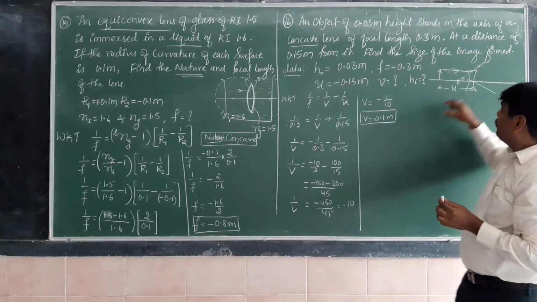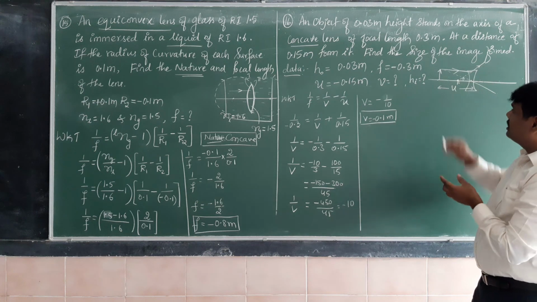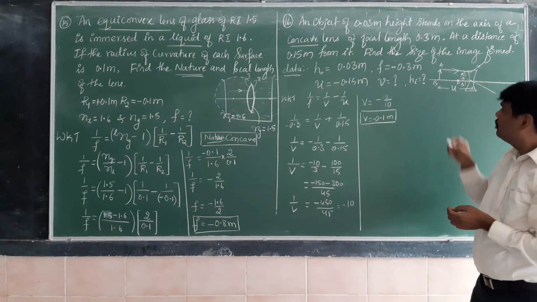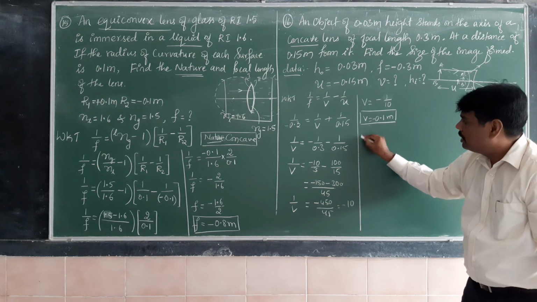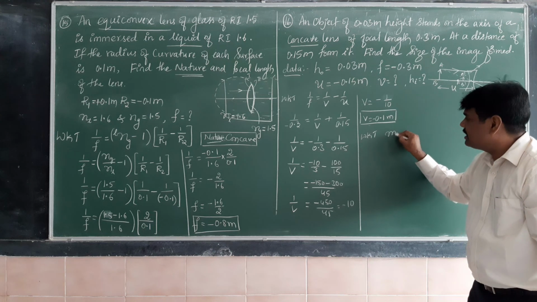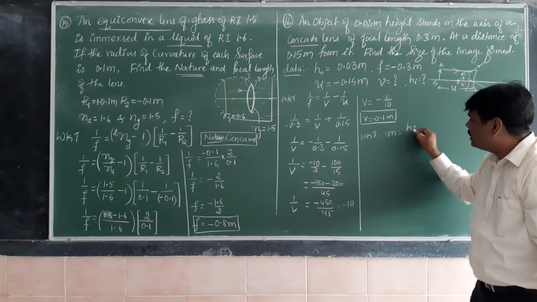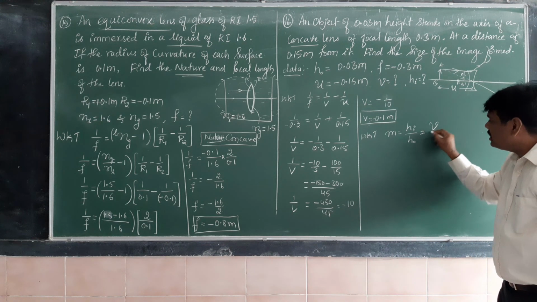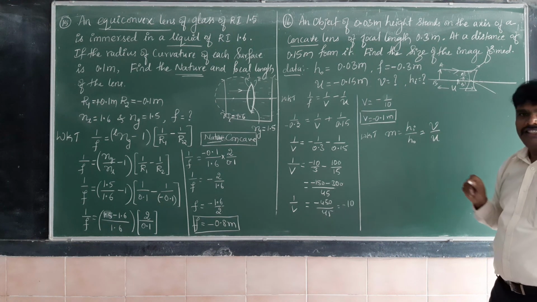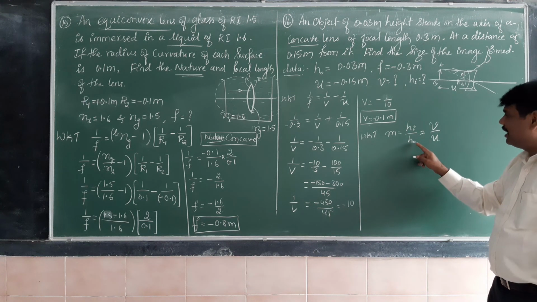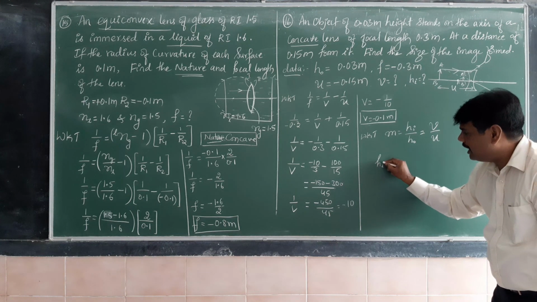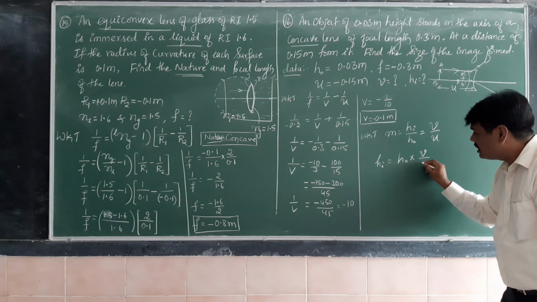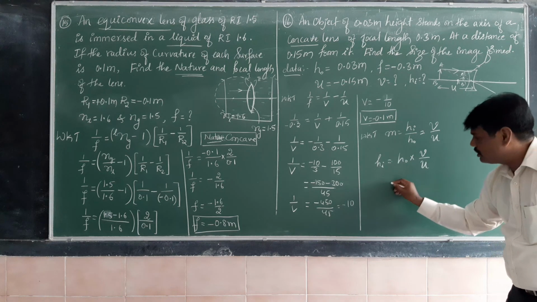Now in this problem we have to find the height of the image. AB is the object, A'B' is the image. To find the height of the image, we know that magnification M is equal to height of the image over height of the object, which is equal to image distance divided by object distance. Use this relation to calculate the height of the image. Therefore, height of the image is equal to height of the object times image distance divided by object distance.